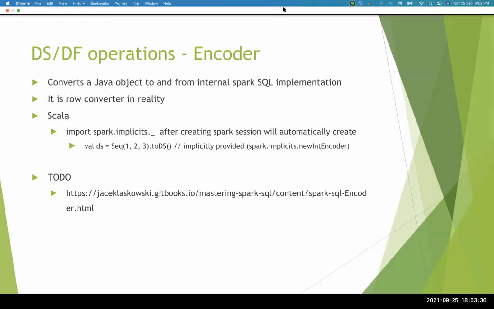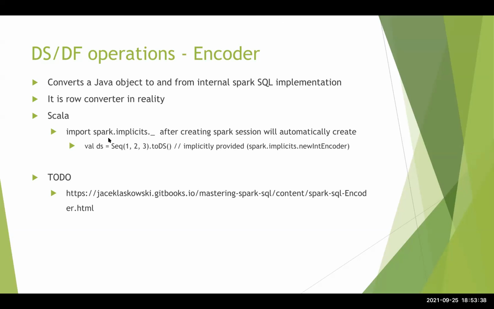This encoder, I have an encoder example in coming slides also, but it converts a Java object to and from the internal Spark SQL implementation. When it's a Java object, consider this a Scala object also, because Scala ultimately gets converted to a Java object only. In reality, it's a raw converter.